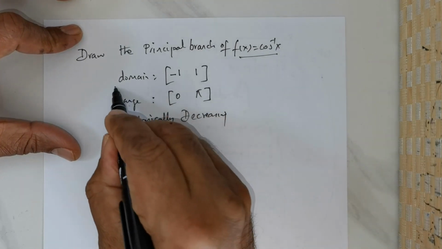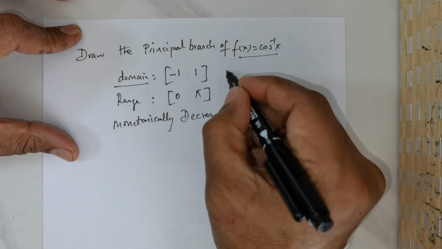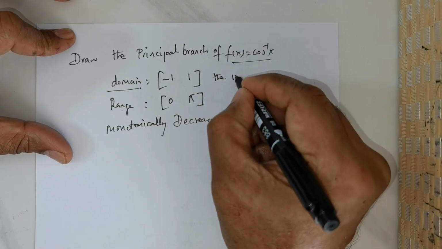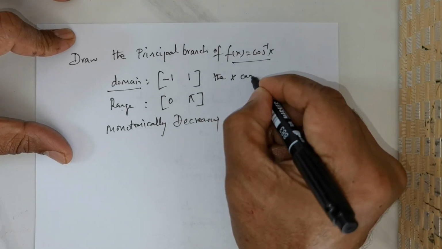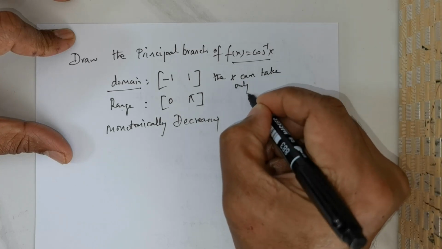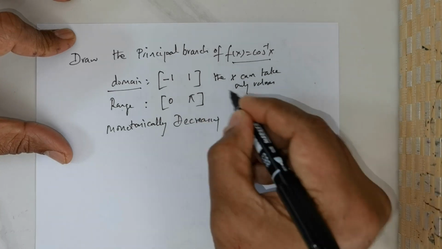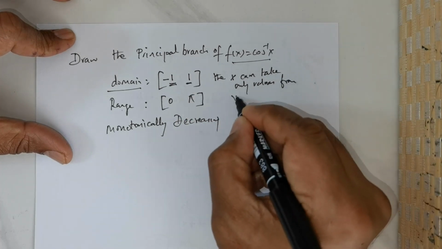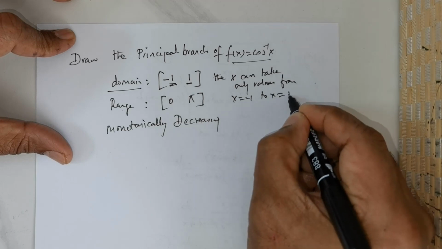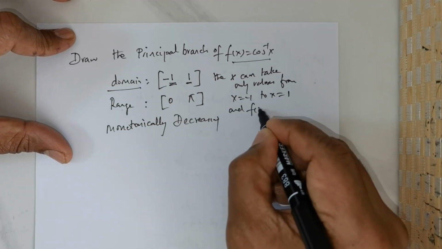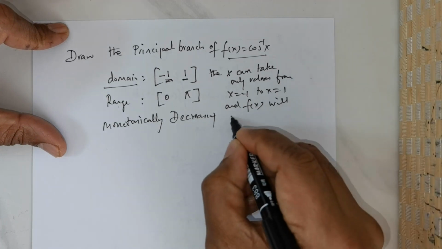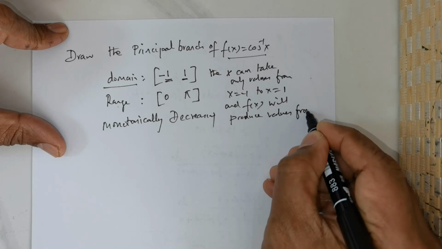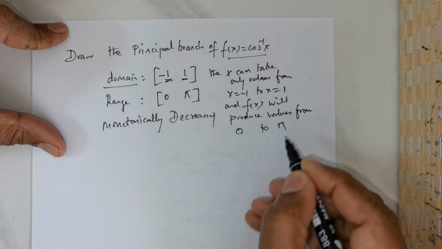Now let me explain to you the first point, the domain. That means x can take only values from -1 to +1, and f of x will produce values from 0 to pi.